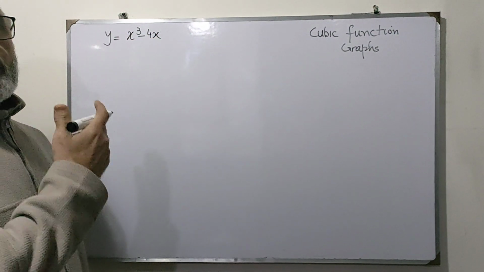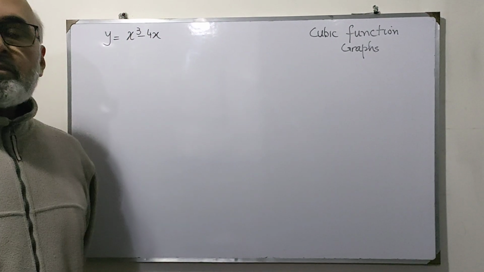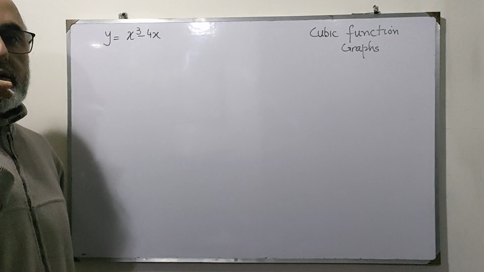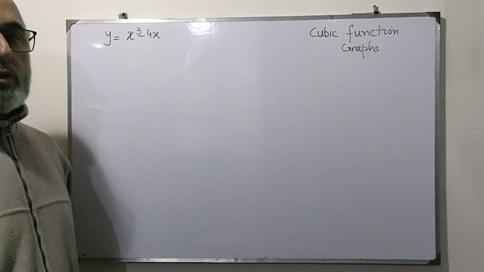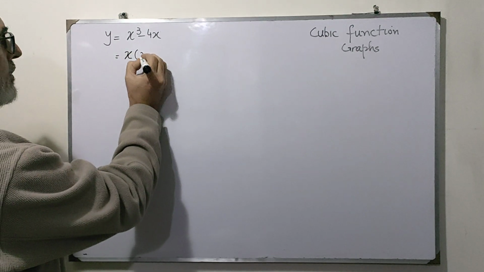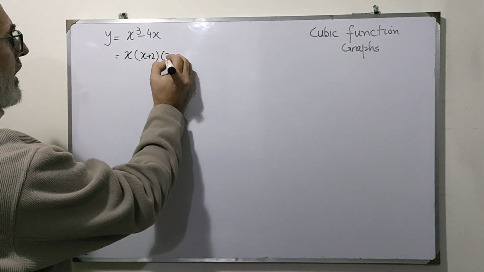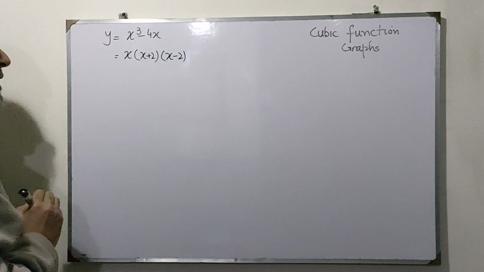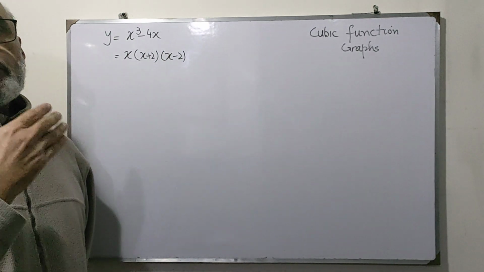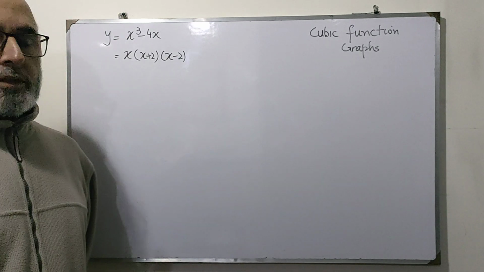Now, how are we going to get the factors of this function? It's not our concern here. So I'm going to write the factors directly, not going into long division or anything like that. The factors will be x into x plus 2 and x minus 2. Now let's take values for x and y, and we'll plot those values on the graph.